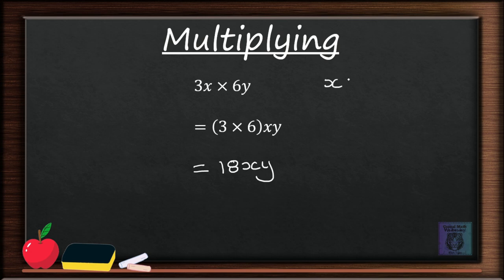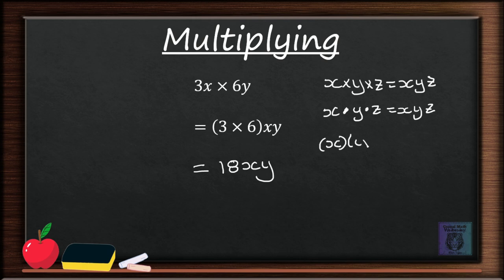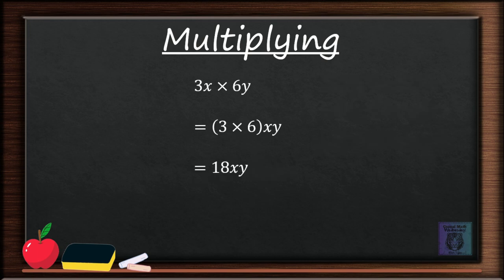So if you have x times y times z, it would be xyz. If you have x dot y dot z, it would be xyz. If you have x bracket y bracket z, you'll have xyz. So there's many different ways to write it, and also there's no other thing that you can do here. Voila, it is 18xy, and that is your final answer.